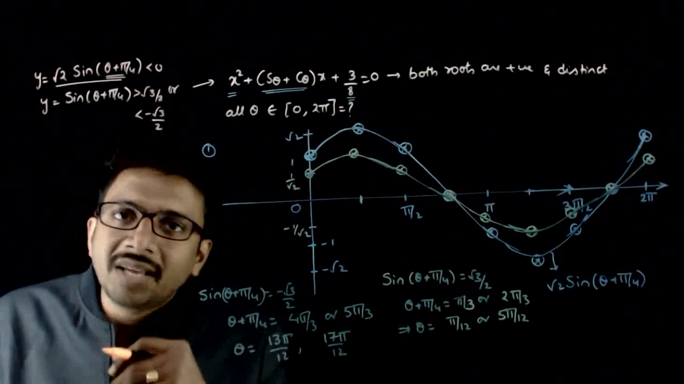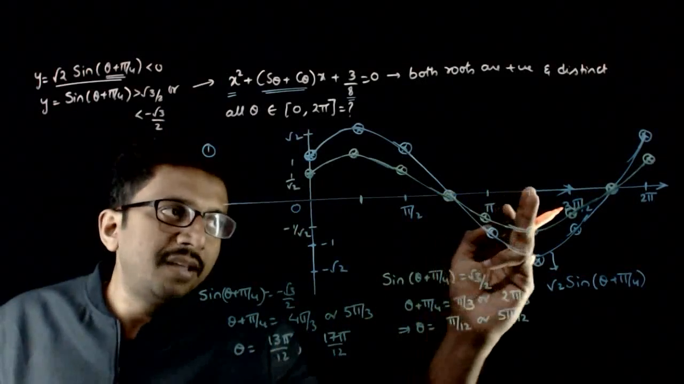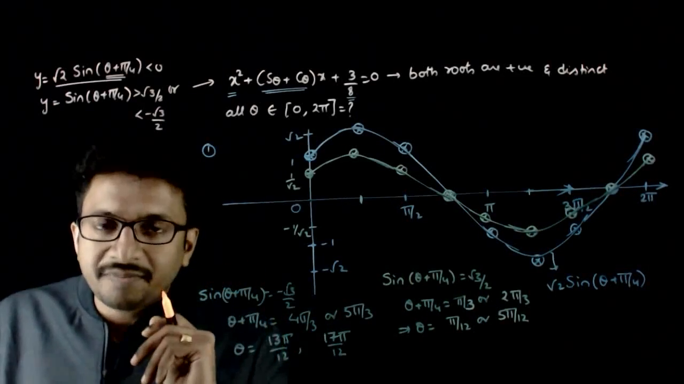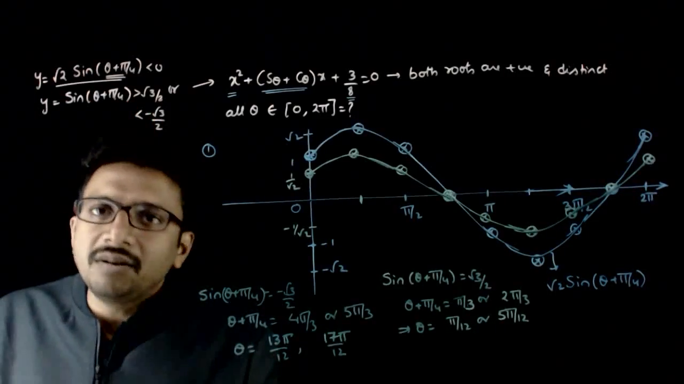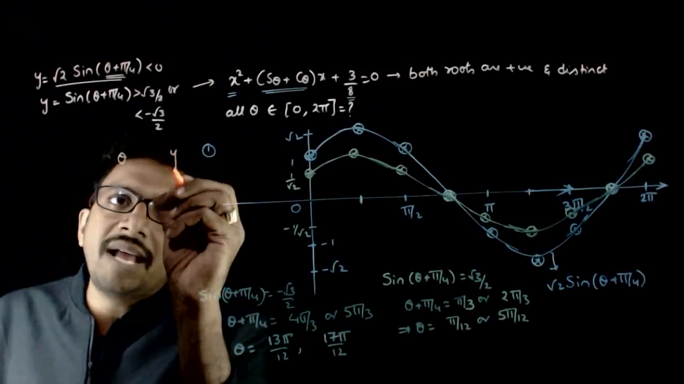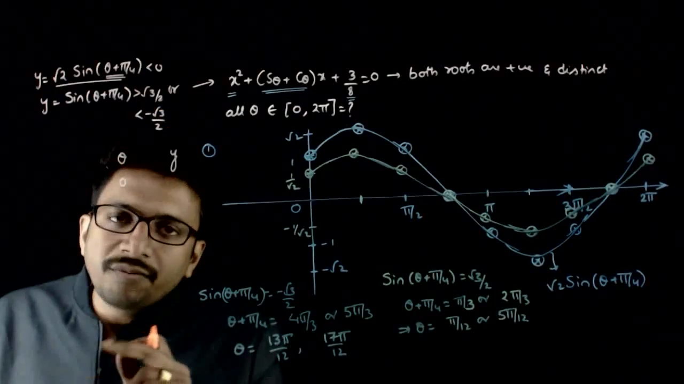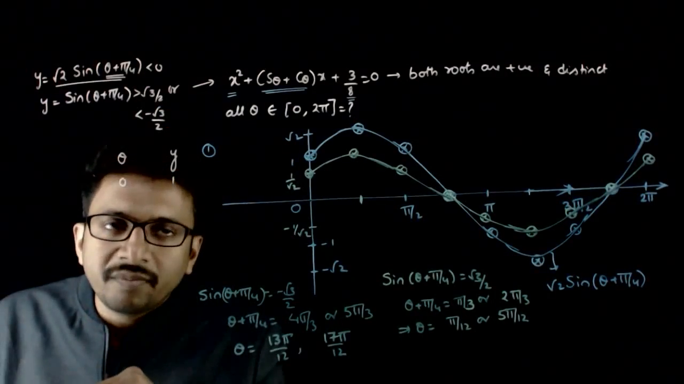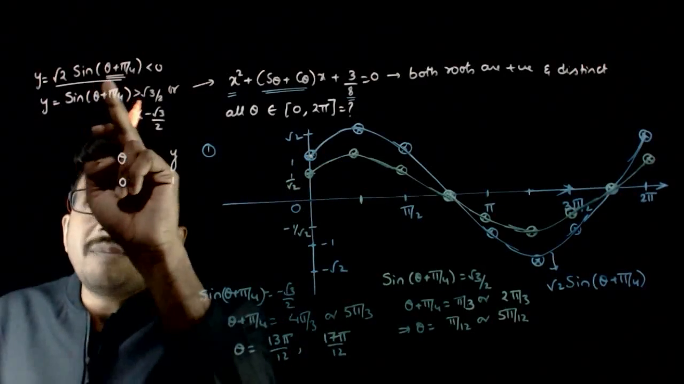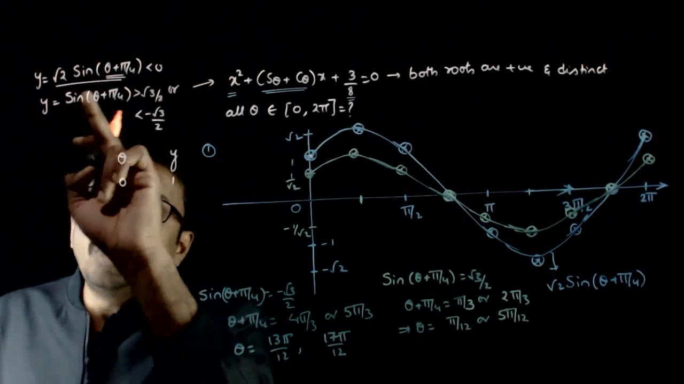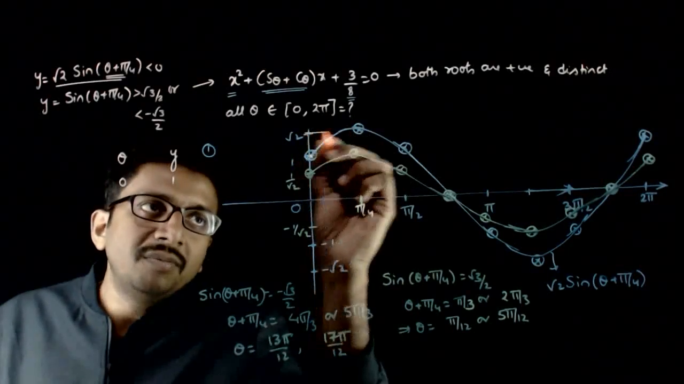The simple way to draw this graph is to draw the coordinate system and plot the points 0, pi by 2, pi, 3 pi by 2 and 2 pi. Next, find the values of y at different values of theta. When theta is equal to 0, y is root 2 into sin pi by 4, root 2 into 1 by root 2, so the value of y is 1. When theta is equal to pi by 4, sin (pi by 4 plus pi by 4) is sin pi by 2, so root 2 into sin pi by 2 is root 2. That is, when theta is equal to pi by 4, the value is equal to root 2.